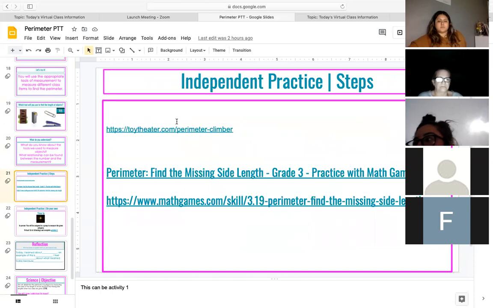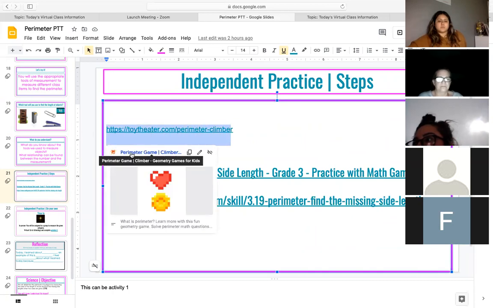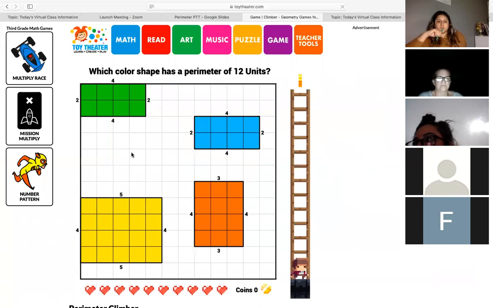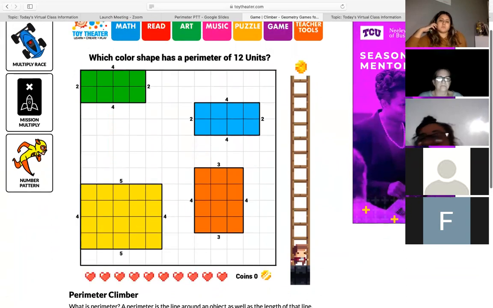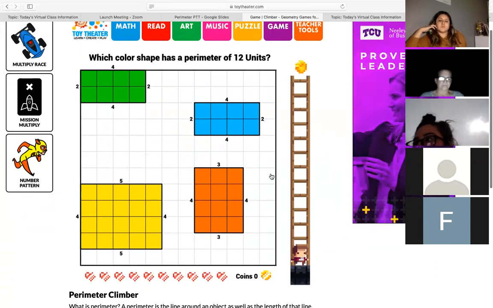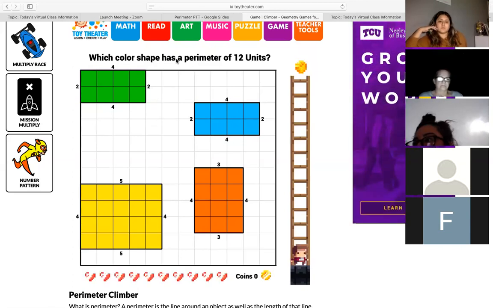Okay, so here, since this is a perimeter game, if y'all ever would like to play it, it's asking us which colored shape has a perimeter of 12. And what did we say? How can we find perimeter?